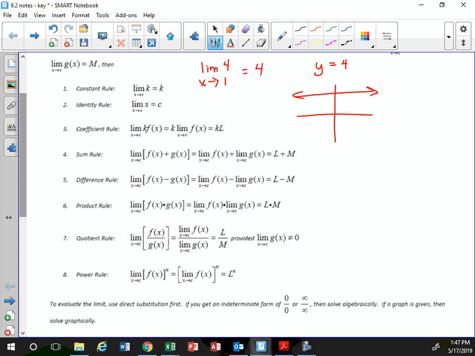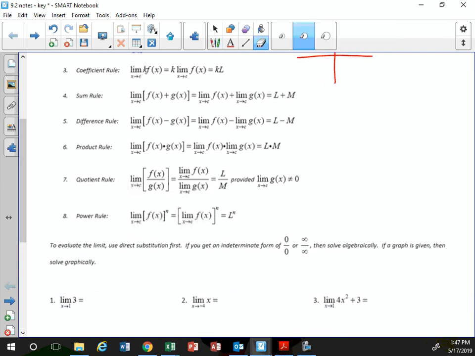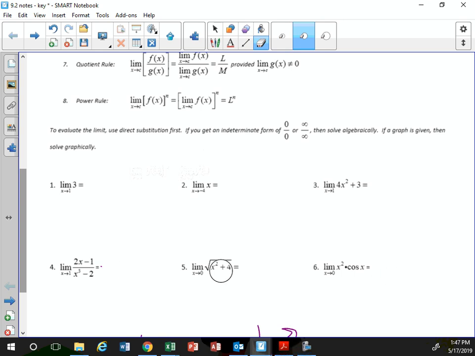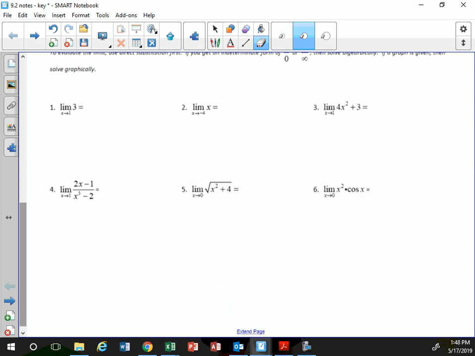I'm not going to walk you through the rest of them. We're just going to use them in our examples. So come down. Okay. Come down here. So the first one there. Limit of 3 as x approaches 1. What do you think? I think it's 3. Good work, guys. Thank you. X approaches 1, always going to be 1. No, it could be any number.